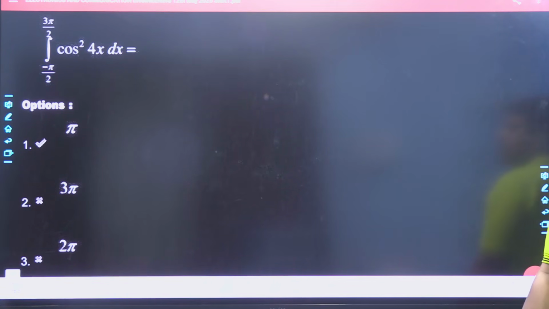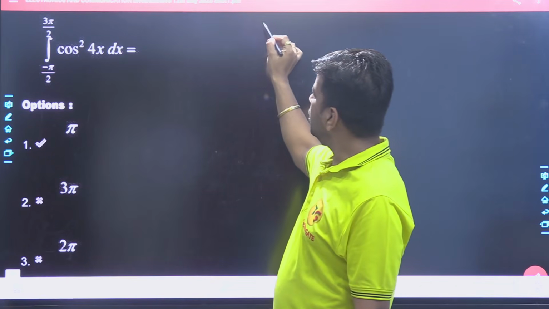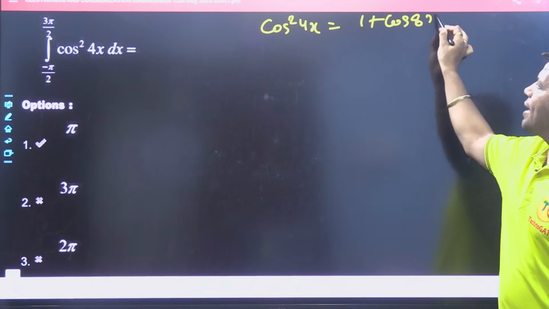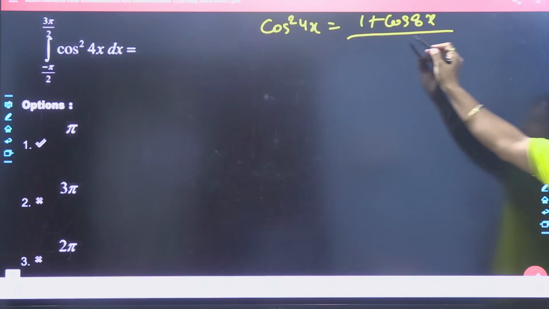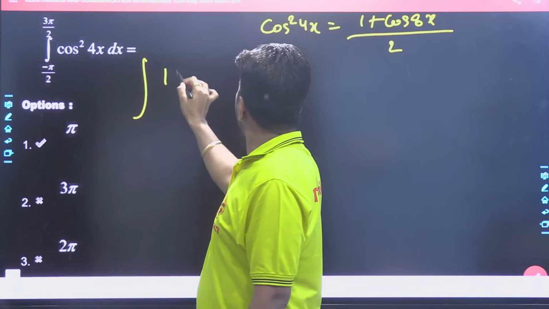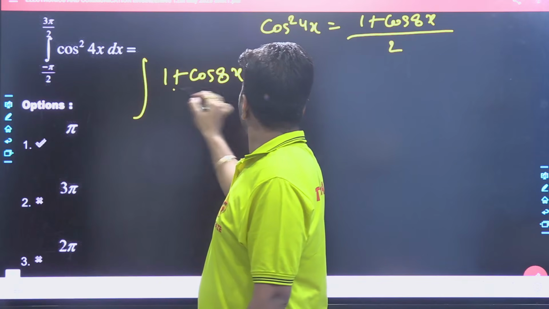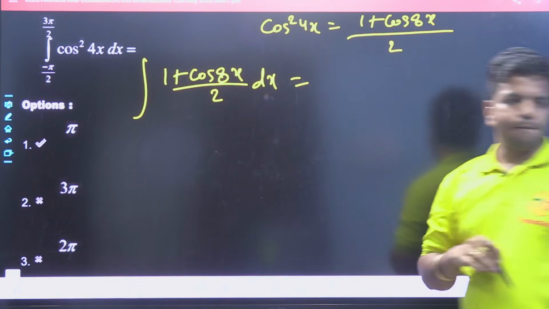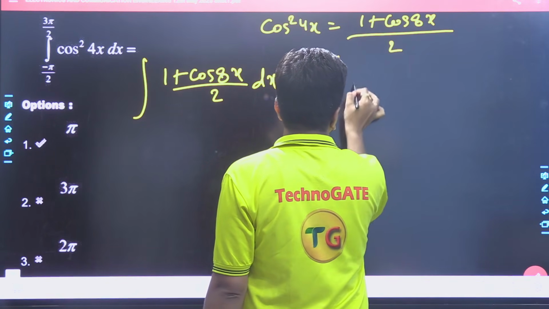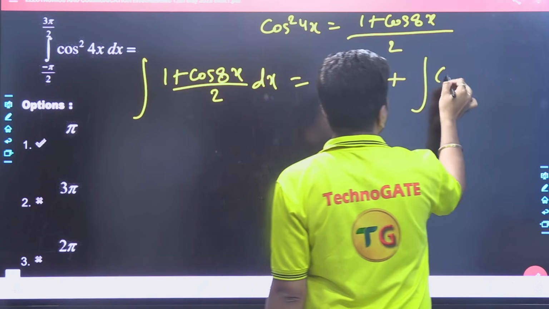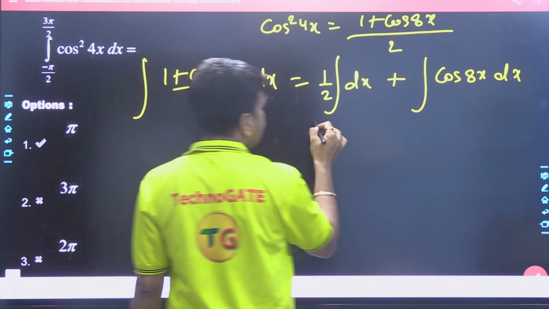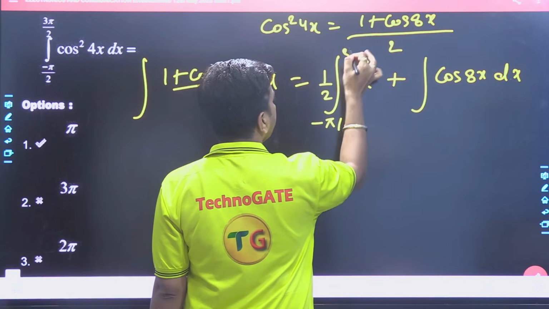So cos square 4x, can I say that if we are going to change that to 1 plus cos 8x divided by 2? Just put that value here. So integration of 1 plus cos 8x divided by 2 dx. So here what we can say? We can take an integration of 1 by 2 dx separately plus integration of cos 8x dx separately. The limit, as we can see, is minus pi by 2 to 3 pi by 2.